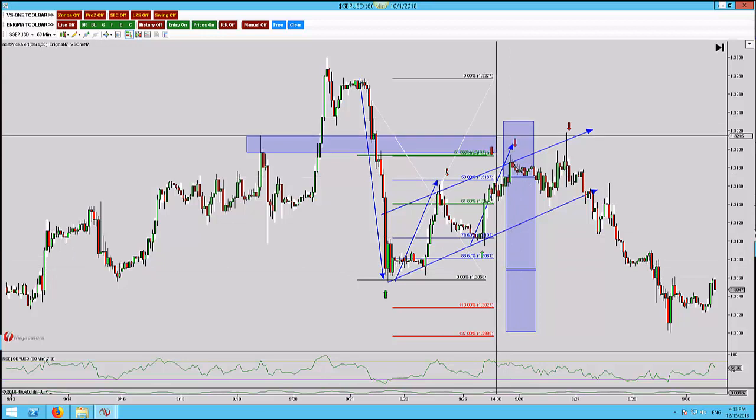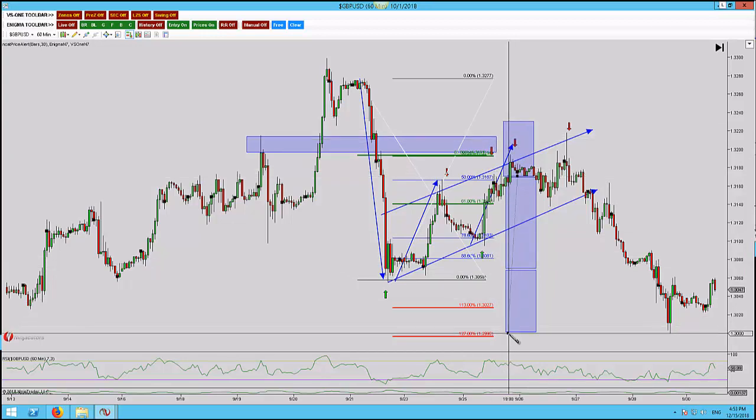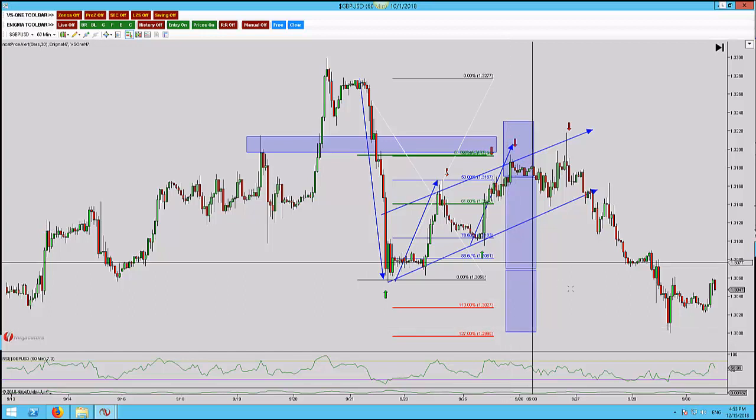So that's for 100, so we bank 50. This is for 70, so that's 85, 135. 1, 2, 3, 4, 5, 6 winners in a row.